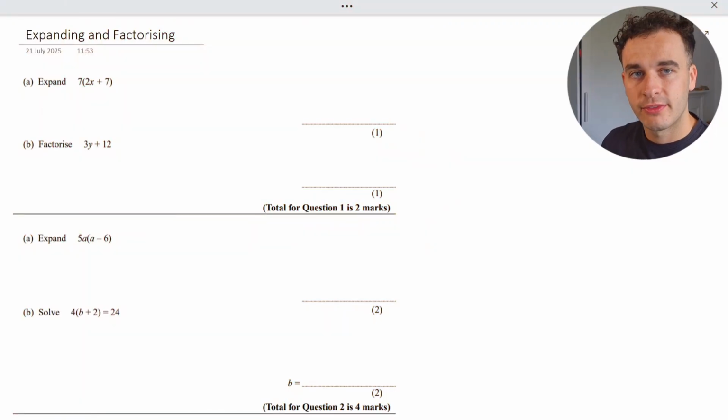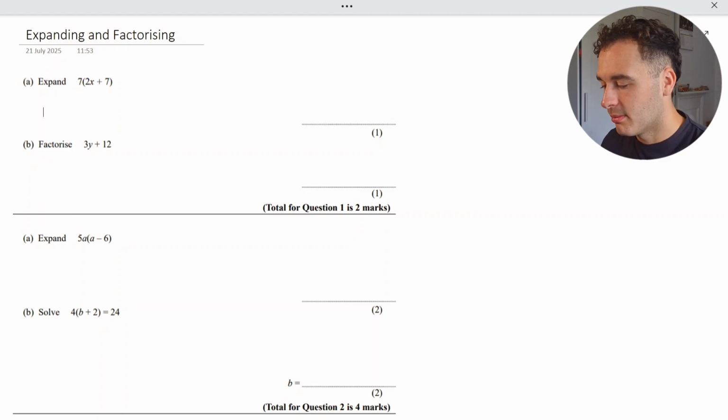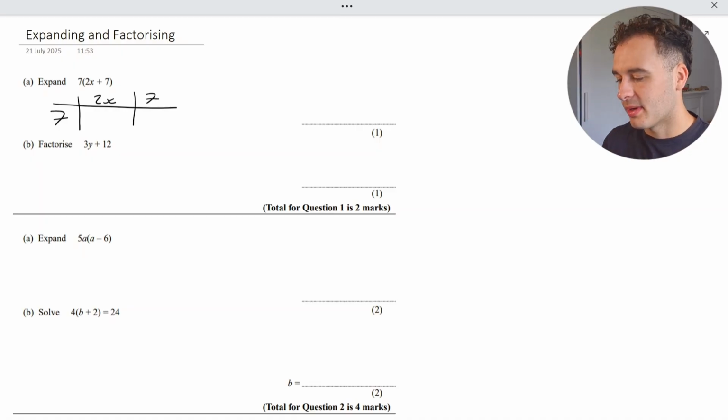Okay, expanding and factorising. The best way for me to explain how to expand and factorise is to dive straight into an example. So expanding basically means multiply, but you need to multiply each of these terms in this bracket by the 7 on the outside of the bracket. That is what expanding means.